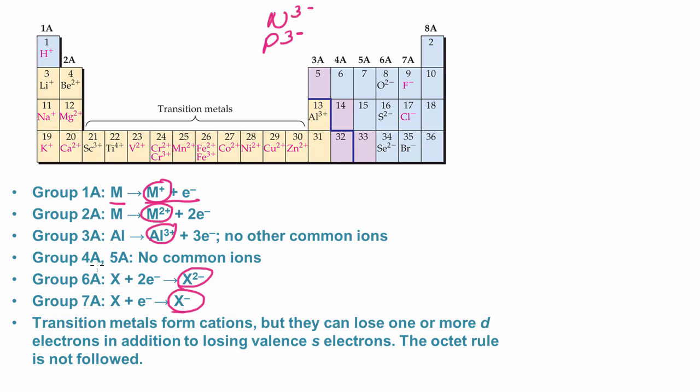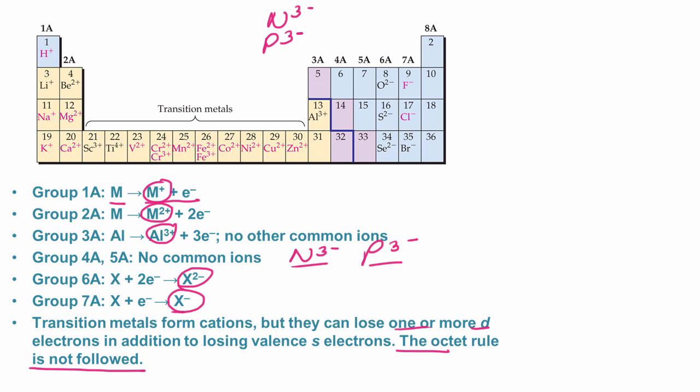Again, in group 5A, nitrogen can gain 3 electrons and so can phosphorus to become the nitride and the phosphide ions. Okay? Now, the transition metals, on the other hand, they will form cations. All metals can form cations. But what can happen is they can lose, in addition to their s electrons, one or more d electrons. So for the transition elements, the octet rule is not followed.